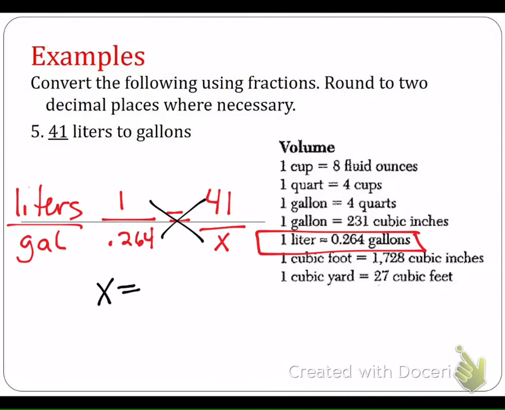What'd you get? 10.824, but we are rounding to 2 decimal places. So it would be 10.82. And what are we talking about? Gallons.